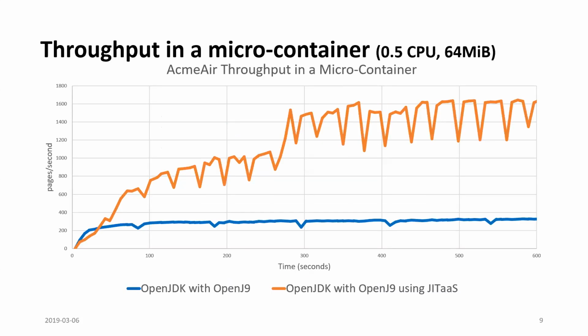Going to an even smaller container, in this case, I have reduced the memory to just 64 megabytes and only 0.5 CPU per JVM. OpenJ9 starts to falter. As you can see, the throughput is quite low, whereas the JIT as a service solution is achieving a decent amount of throughput. If you are wondering about those downward spikes, these are caused by GC cycles.